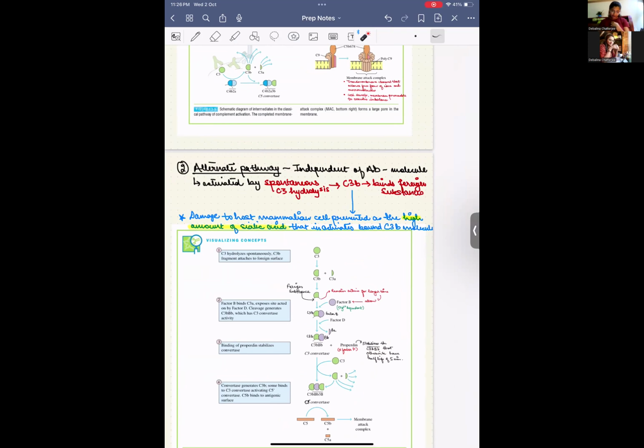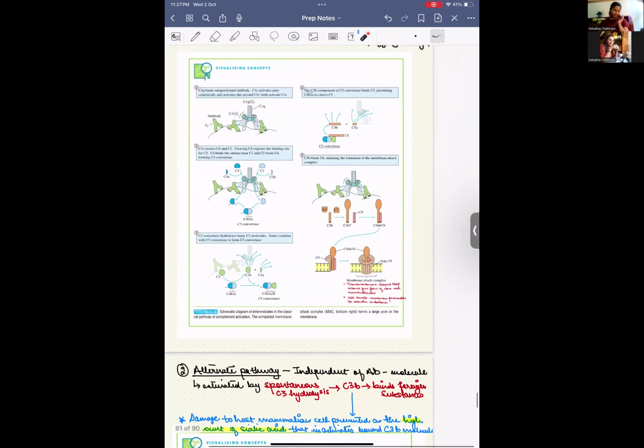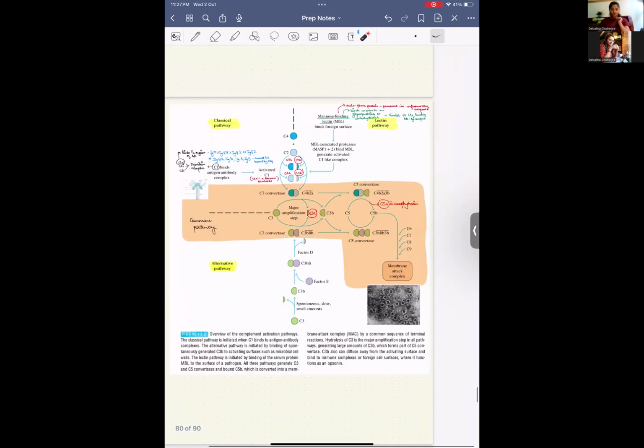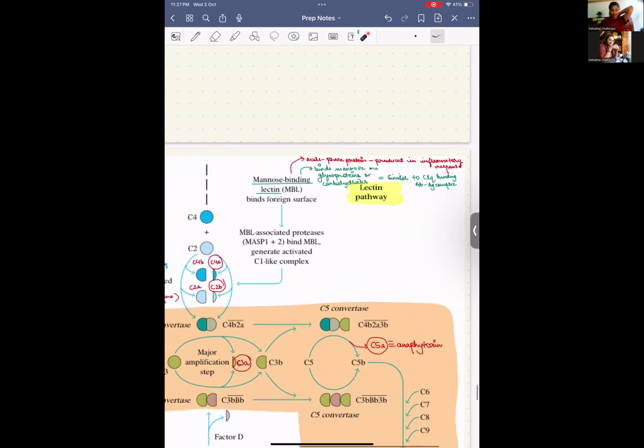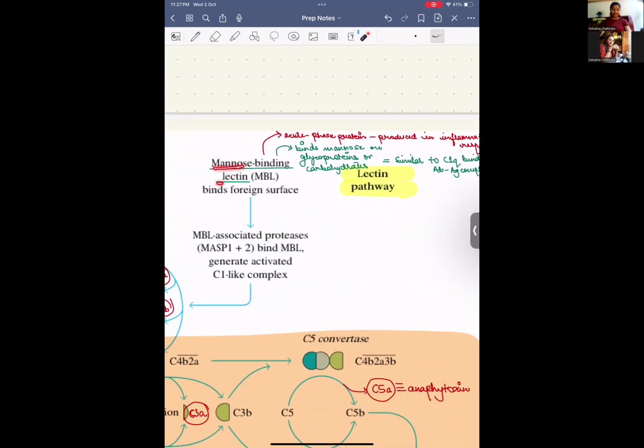Now, if you look here, there is no involvement of antibody molecule in the entire process of activation, and that's why this is an antibody-independent pathway belonging to the innate immune system. So what remains? What remains is the lectin pathway. Now, as the name suggests, in the lectin pathway, some sort of carbohydrates or lectin molecules must be involved. The mannose binding lectins.